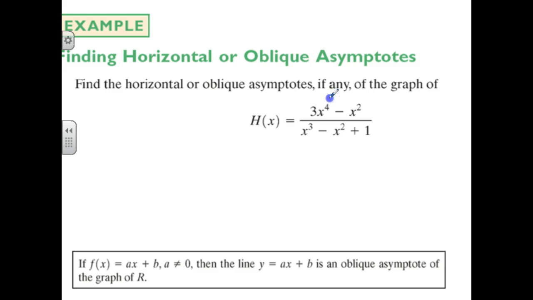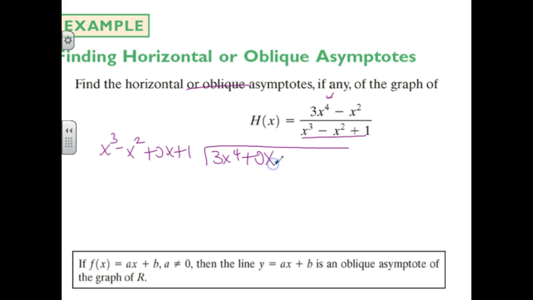The degree of the numerator is greater than the degree of the denominator, so I'm going to divide. I can't synthetically divide because the root is ugly, so I'm going to do long division. Plus 0x plus 1 into 3x to the 4th. I'm going to add some zeros here: 0x cubed minus x squared plus 0x plus 0.